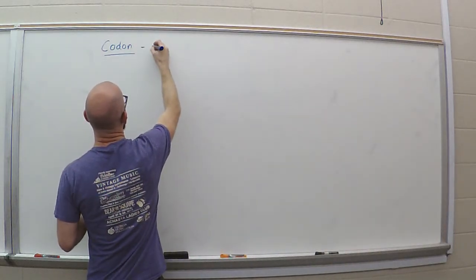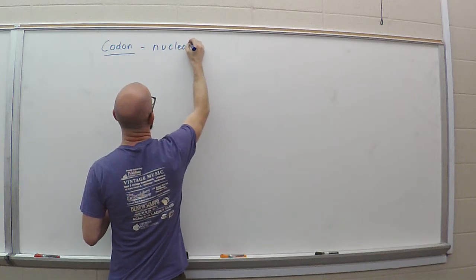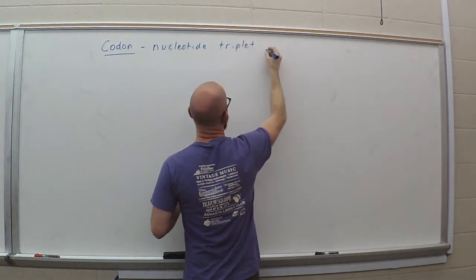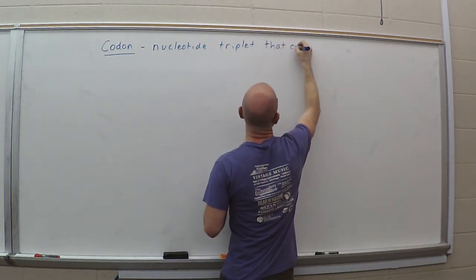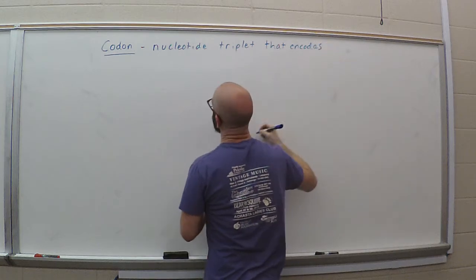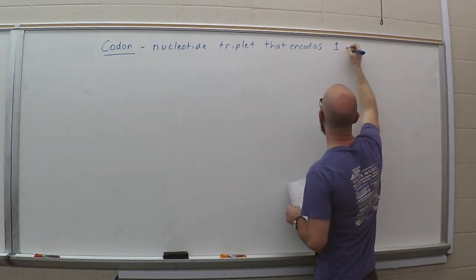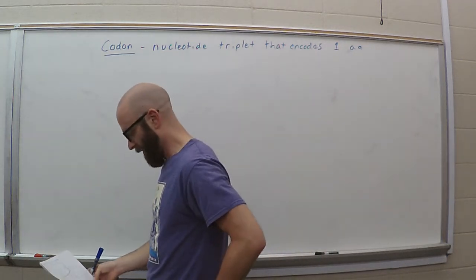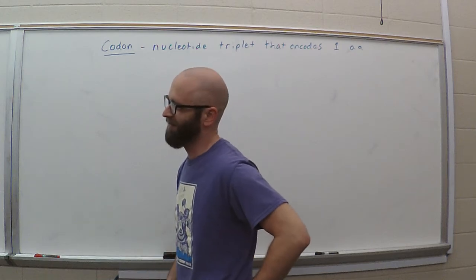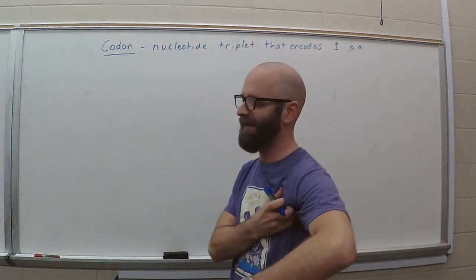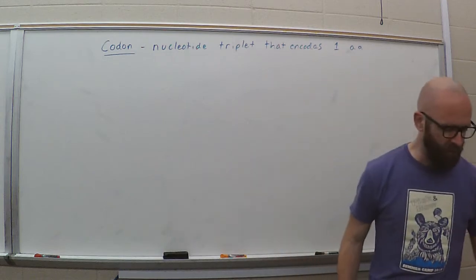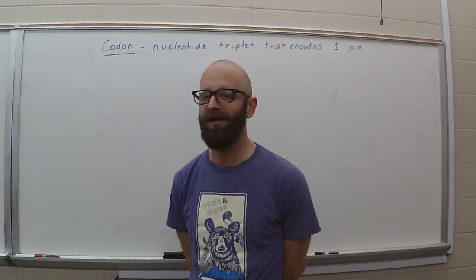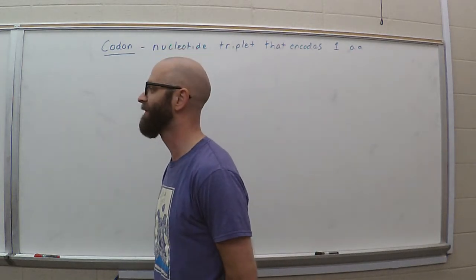So a codon is just a nucleotide triplet that encodes a single amino acid. I'll do it singular. A codon is a nucleotide triplet that encodes one amino acid. And if you look at the next slide, the one that says genetic code, and then there's a table underneath it. That's the table of codons and all of the amino acids that they encode.